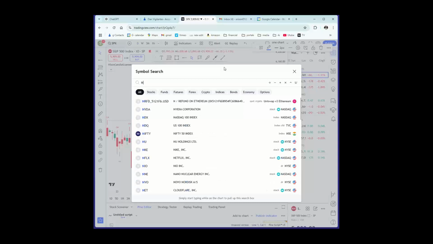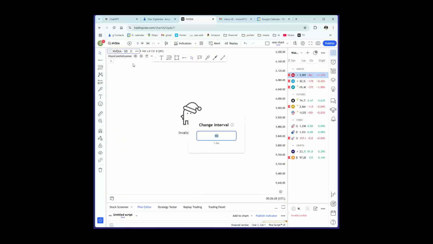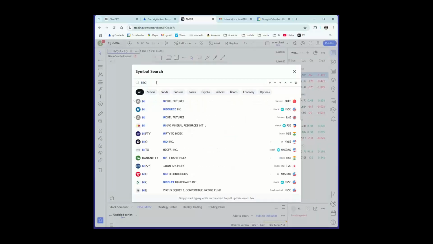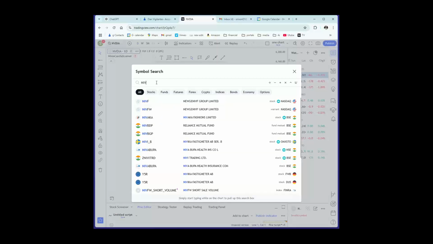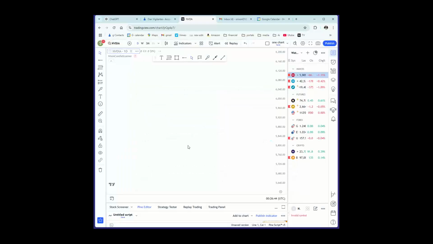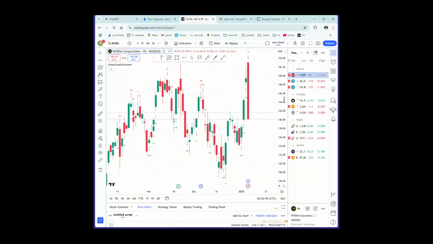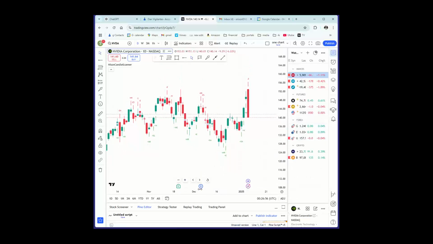Okay, we will now look at NVIDIA. Let me just make this a little small with these big swings.